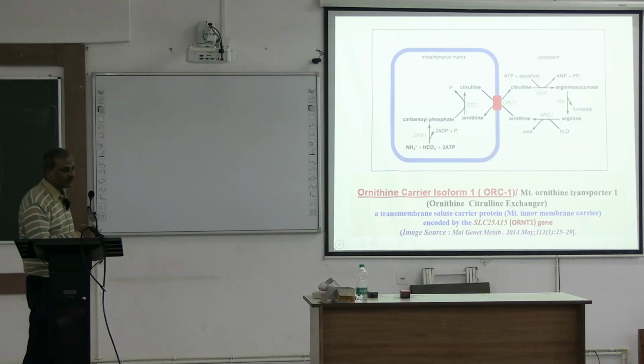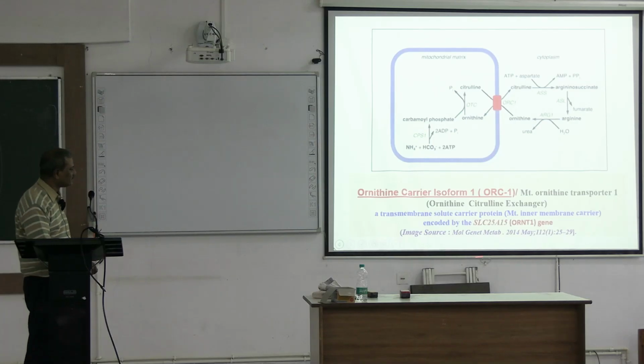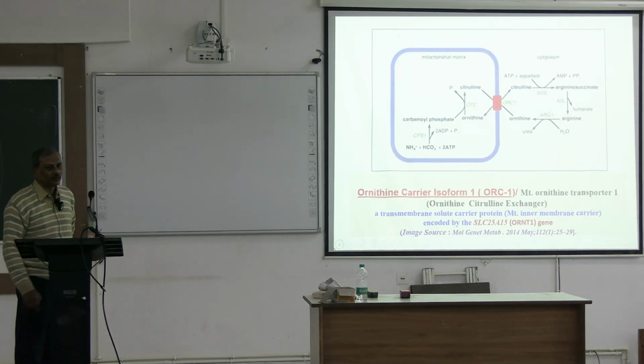It is a transmembrane carrier protein, a mitochondrial inner membrane protein basically encoded by one gene. This gene was earlier known as ORNT1, the ornithine transporter 1 gene. Now, this name has been changed. This was discovered sometime in 1999. So, the current name of this transporter is ORC1.